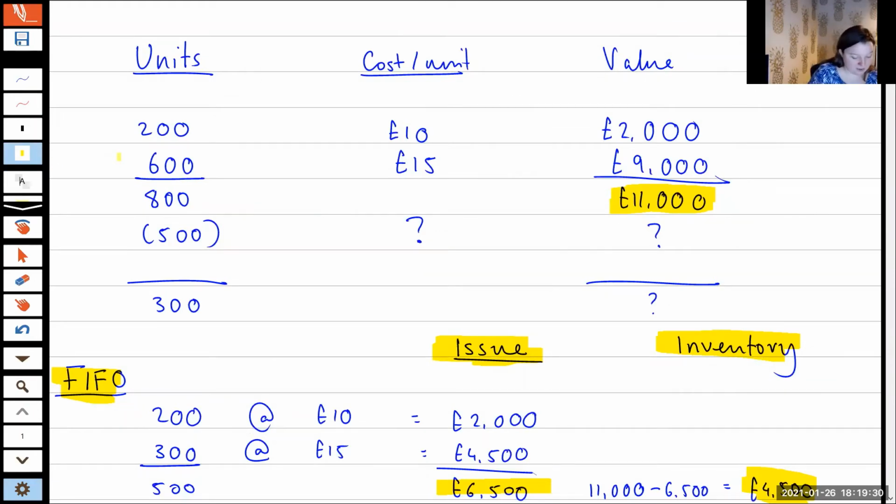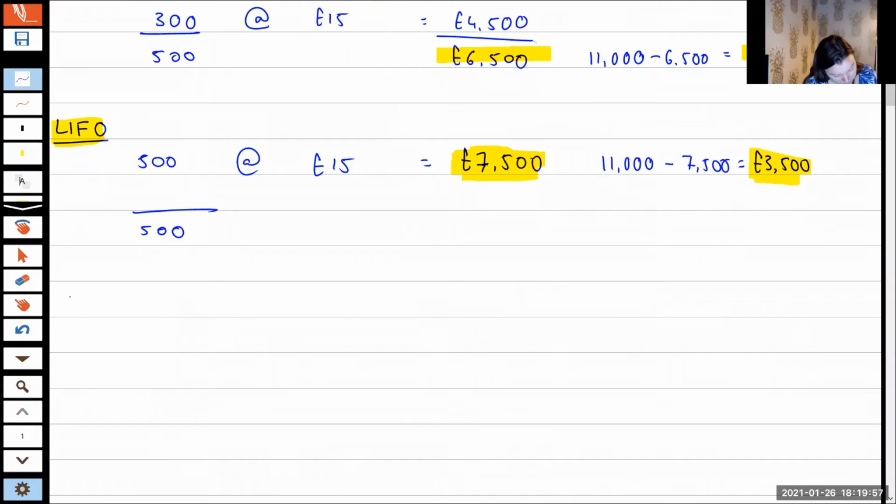So that means we now have to think about AVCO or average cost. And under average cost, we are going to work out on average how much the two different receipts into inventory cost us. Well, what we can see here under AVCO is that we paid £11,000 to receive 800 units of inventory. So 11,000 divided by 800, I know that each unit of inventory is going to cost me £13.75.